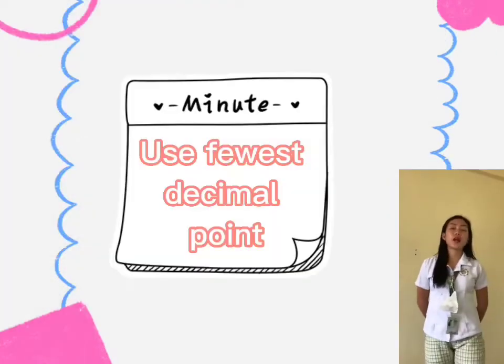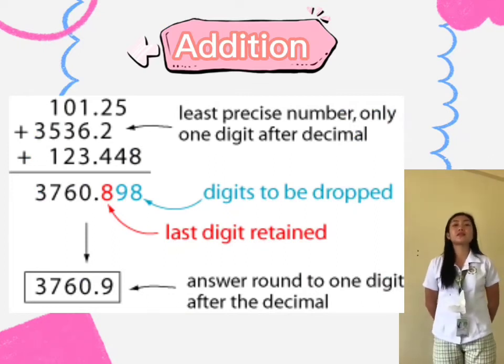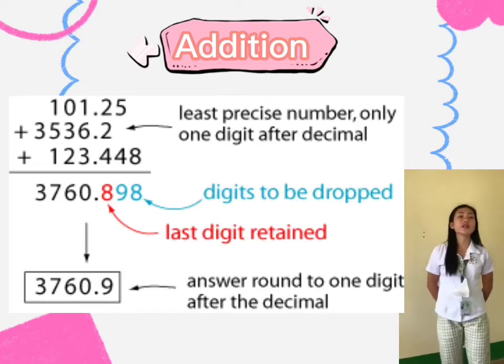When adding and subtracting, use the fewest decimal places. For example, when you add decimal numbers, you need to find the fewest, or the least, decimal places among the numbers being added.